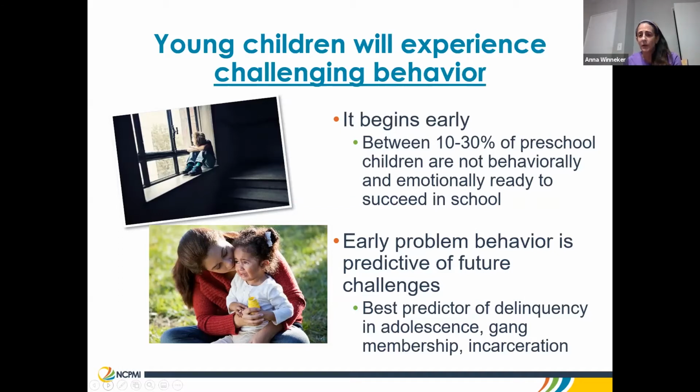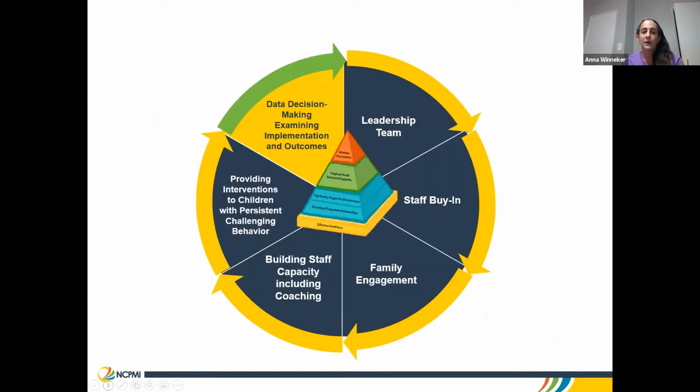But what's problematic with that is that early problem behavior can really be predictive of future challenges. So we know that early challenging behavior, if not addressed, could be the best predictor of delinquency later in life and adolescence. It might be a predictor of gang membership or even incarceration. So that's where our data decision-making comes into play. We know that's one of the critical elements that we need to successfully implement the pyramid model, and that's going to be our focus today. How do we gather that meaningful data, and then how do we use it, or how do we help teachers to gather it and really see the value in it?